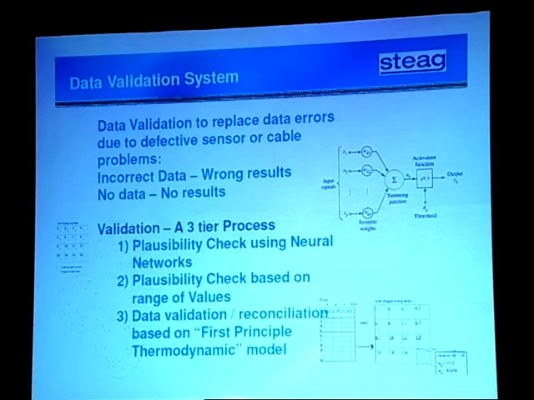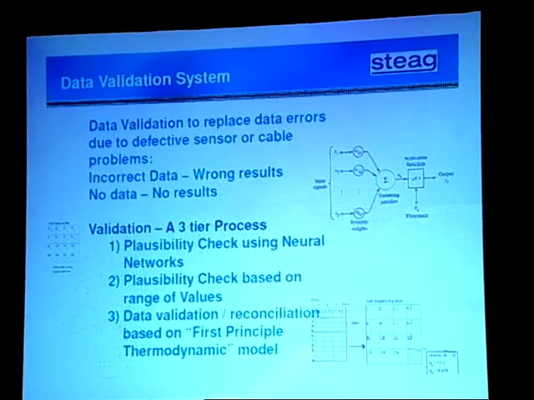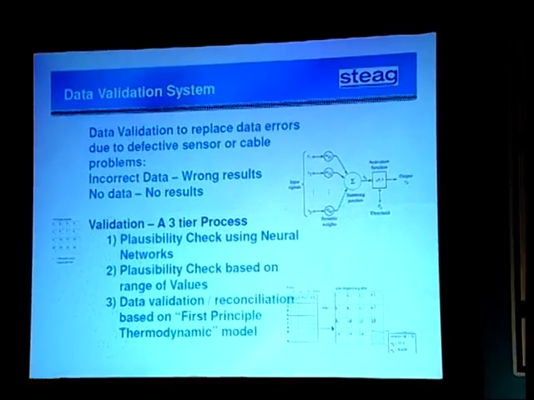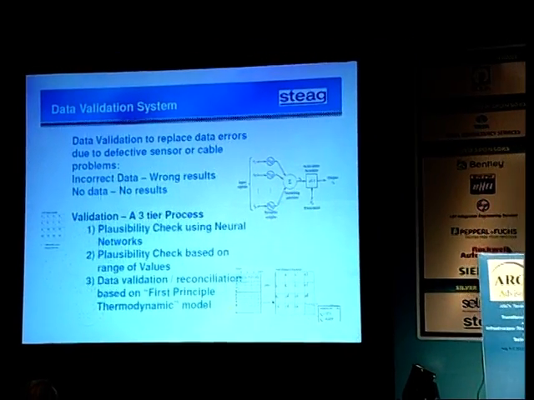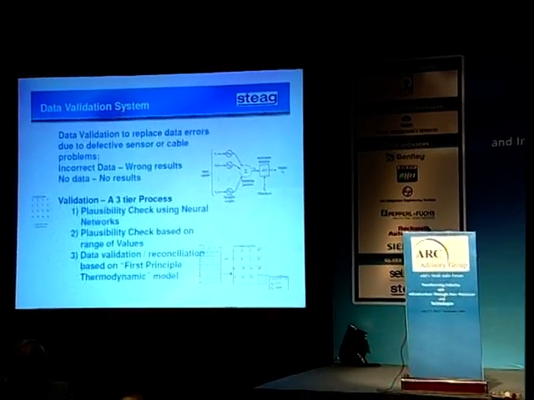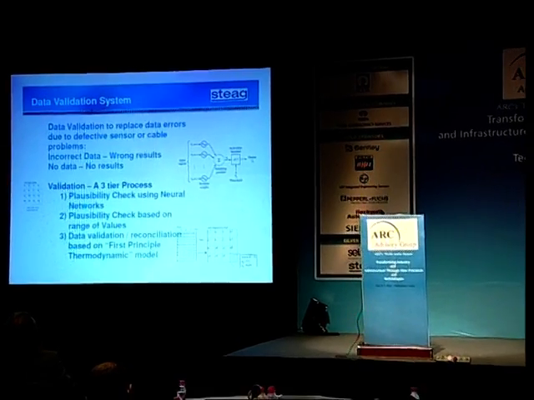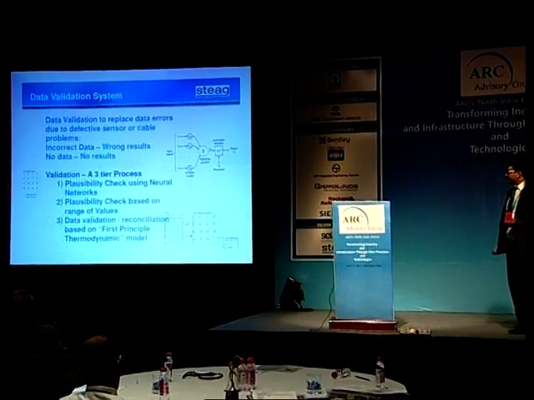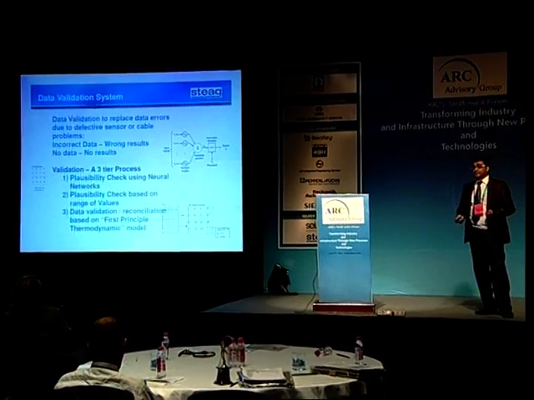So we train the data using the neural network tool first, so that all the input data are stored there in the neural network. And whenever one of the sensors is not working correctly, it recollects from the memory of the past trained data and gives you plausible replacements from the current existing plant operational data. The second is a plausibility check based on the range of the values.